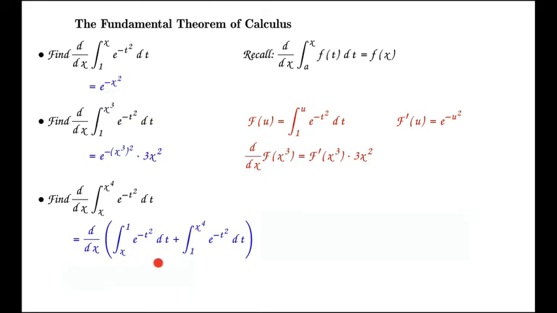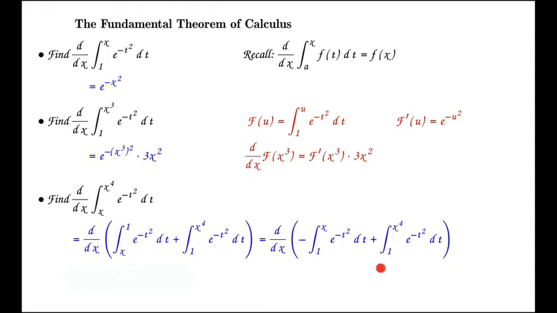The first part of this sum looks very similar to our first example. And if we switch the bounds, we can again use a rule for integration, which says that if you switch the bounds, you get the negative of the integral. So we're going to write this as the derivative with respect to x of minus the integral from 1 to x of e to the minus t squared dt plus the integral from 1 to x to the fourth of e to the minus t squared dt.